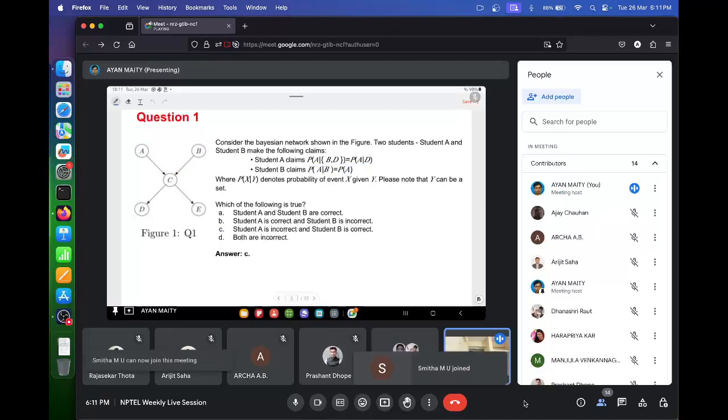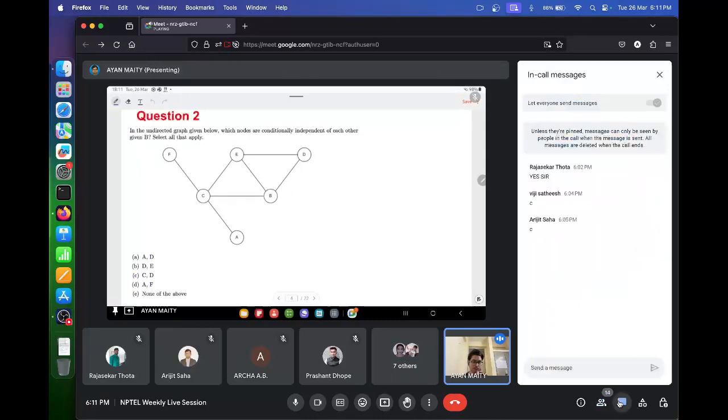So the correct answer would be C, that A is correct and B is incorrect. Now the second question. In the undirected graph given below, which nodes are conditionally independent of each other given B? And multiple options may be correct in this case. So this node B is given and you have to find out which pair of nodes are independent of each other given this node B. And this is an undirected Bayesian network.